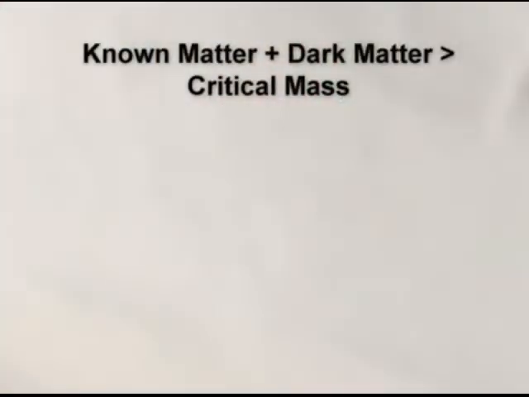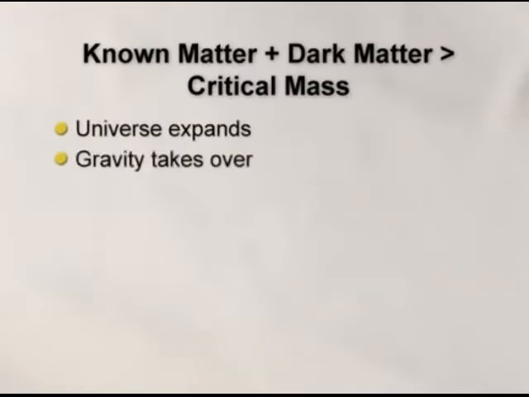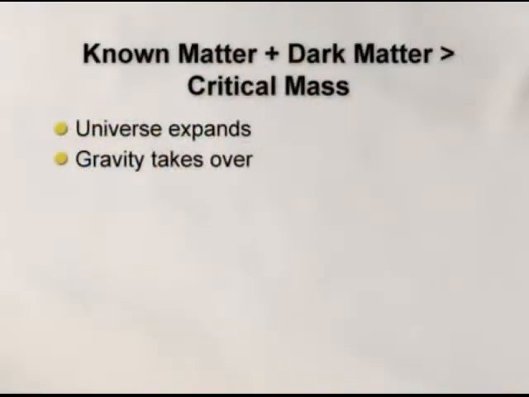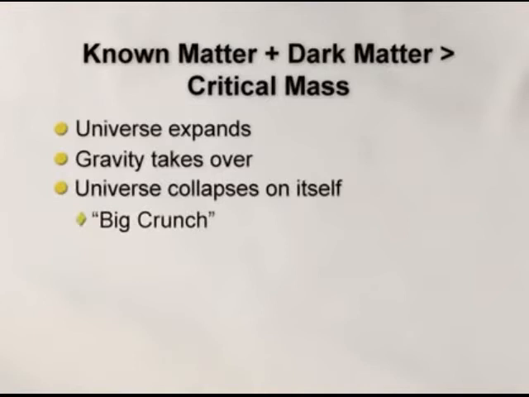On the other hand, if the total amount of known matter and dark matter is greater than this critical mass, what's going to happen is the universe is going to expand until a point is reached when gravity takes over and says, okay, that's far enough, let's all go back. Now all we have to do is crunch back, and just picture this now, as the universe collapses on itself. A general term for that is the big crunch. This would be the way universes die.